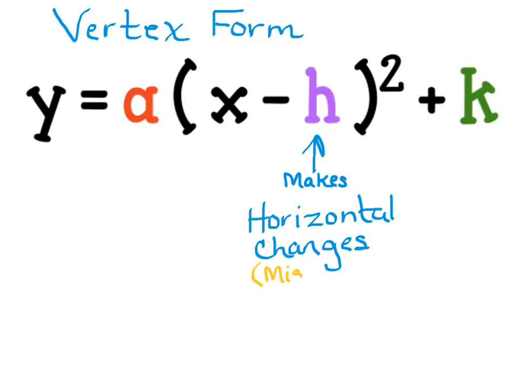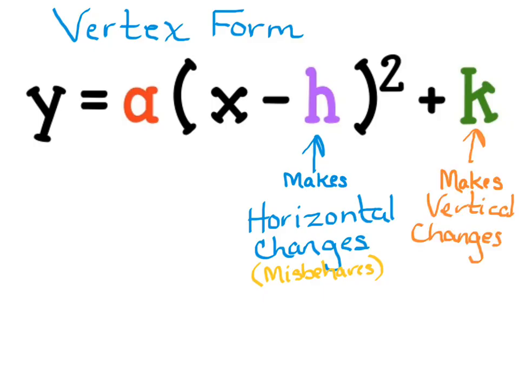I also want to point out that because of this negative right here, we talked about this in the first chapter, that the number that goes here is going to look like the opposite number that we put in there. So if we put in a positive 2, when we take a look at it, it's going to look like a negative 2. So keep in mind that your h is, let's just say it misbehaves. The k value, because there's a plus sign here, we're not going to have that issue. And so the k value makes the vertical changes, and it does exactly what it's told to do.